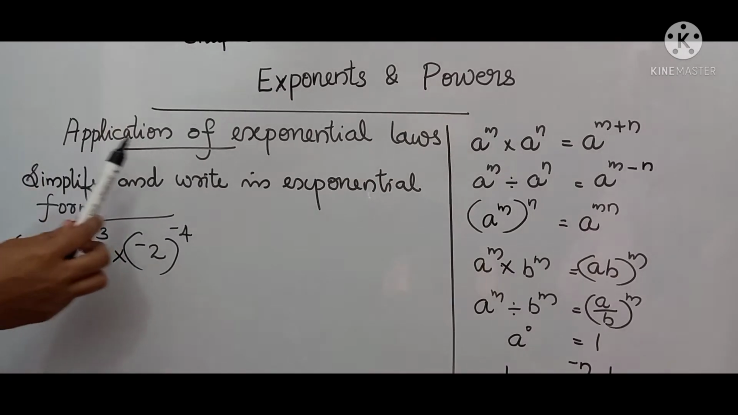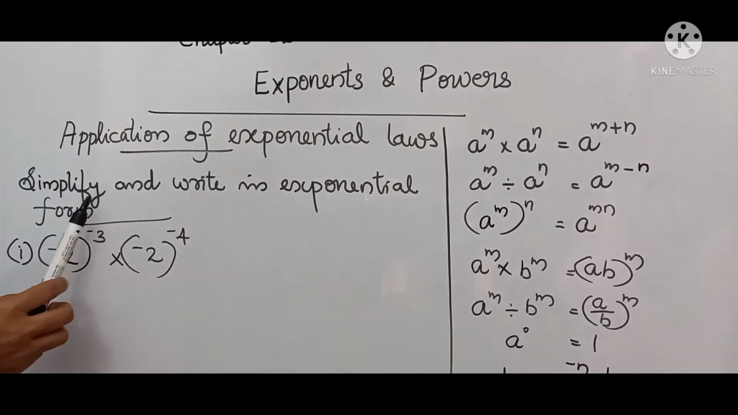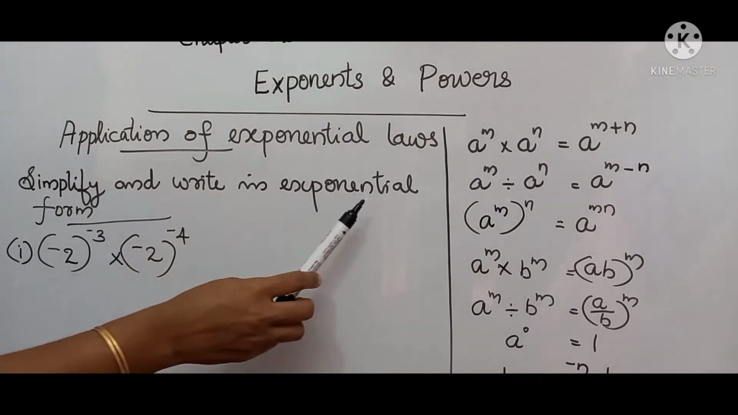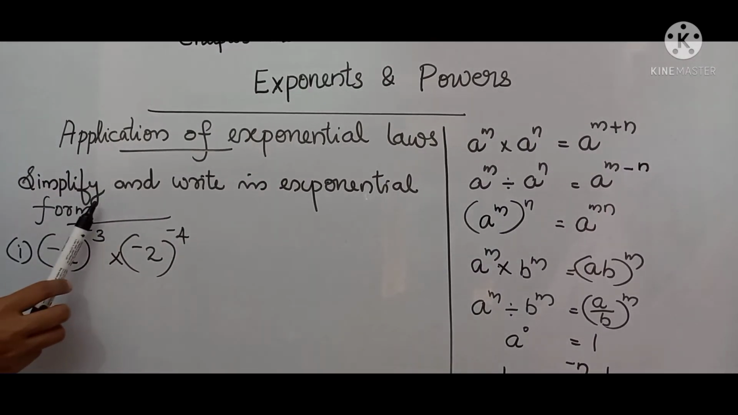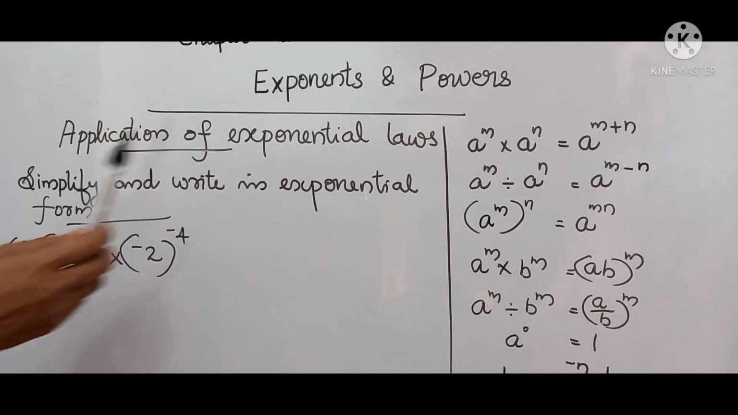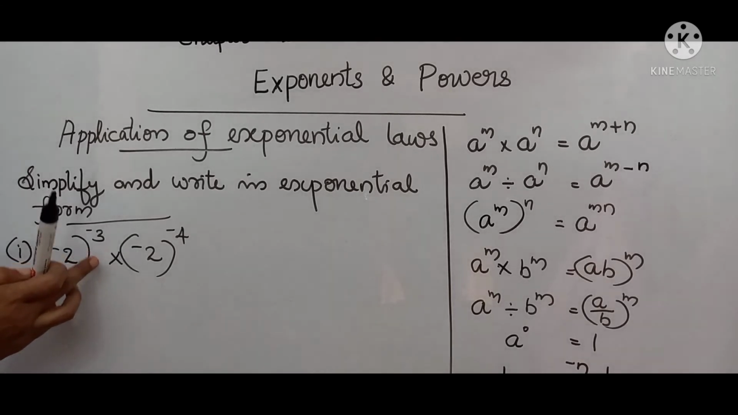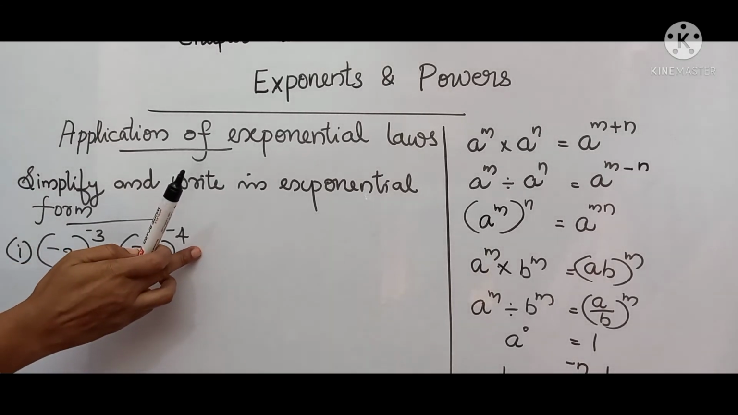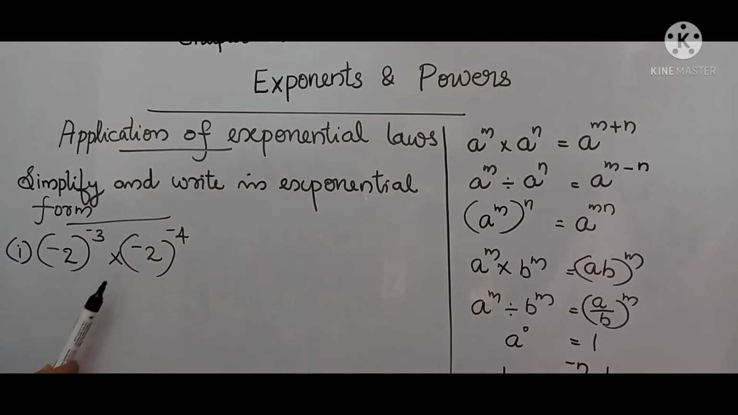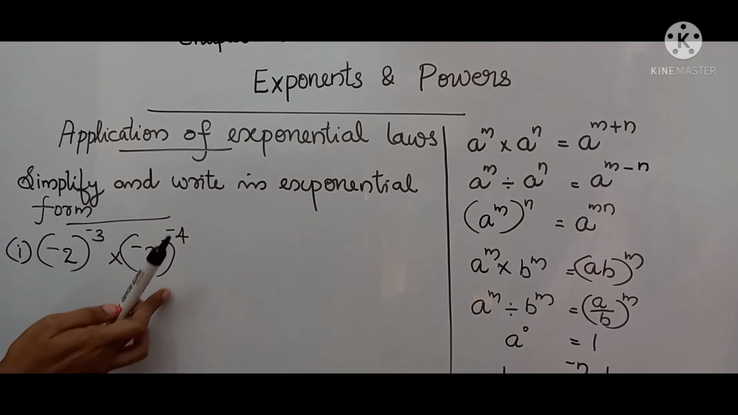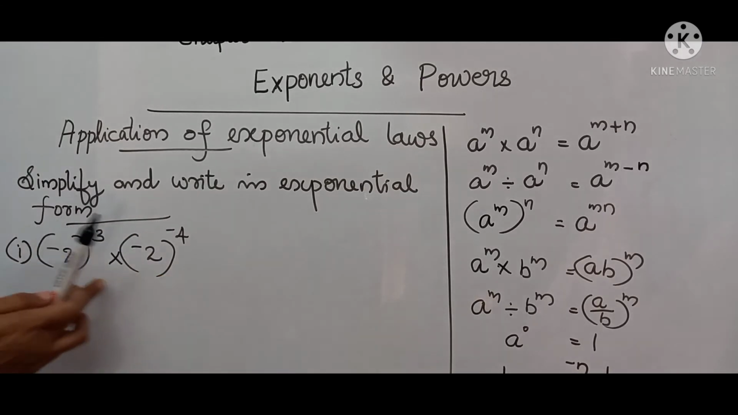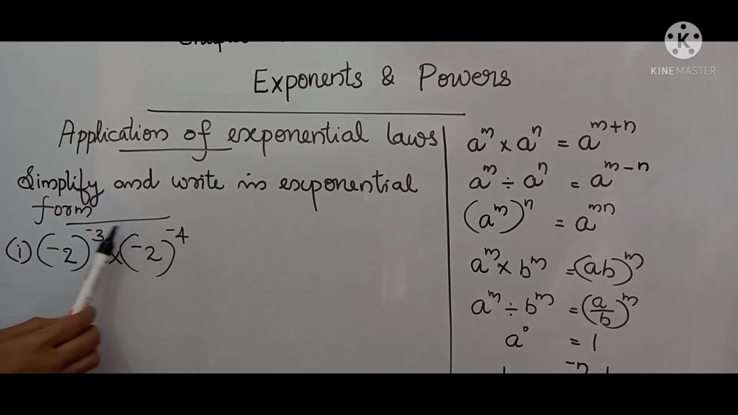Next is application of exponential laws. Simplify and write in exponential form. After simplifying, our answer should be in exponential form itself. Here the question is, try this problem from your textbook: minus 2 raised to minus 3 into minus 2 raised to minus 4. And we have to think about the laws. Here, look, minus 2 and minus 2. That means the bases are same and the powers are different.